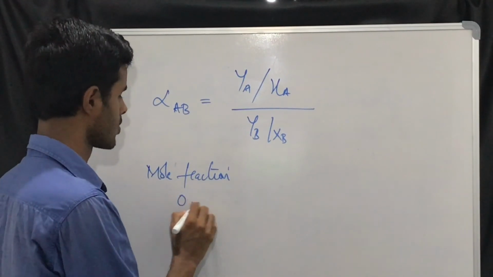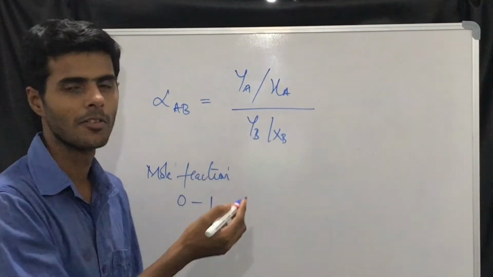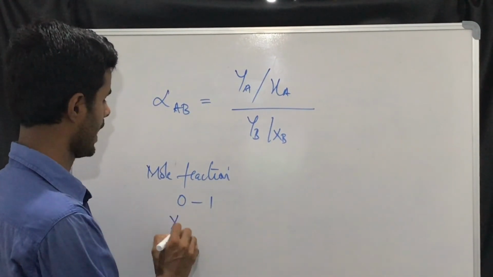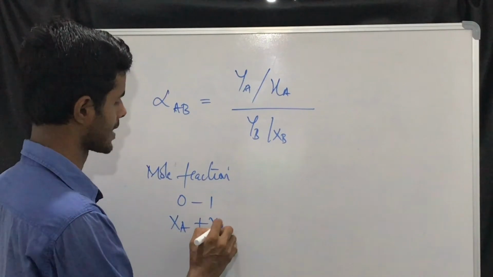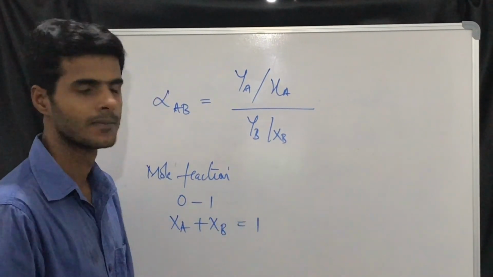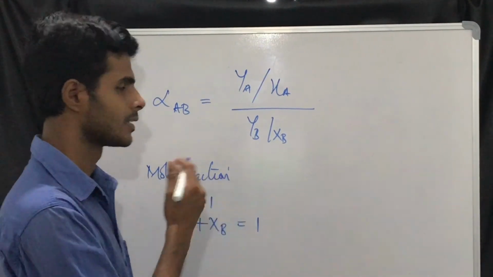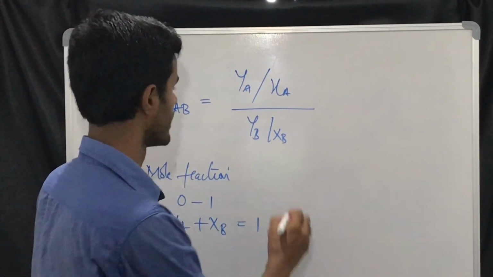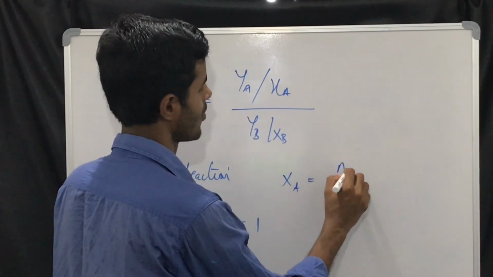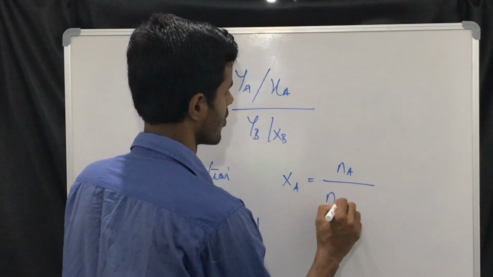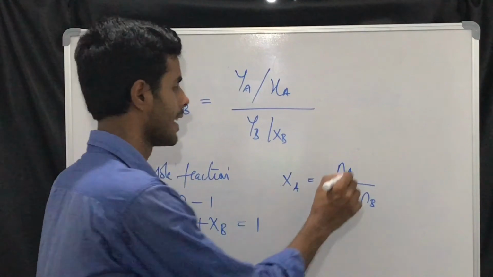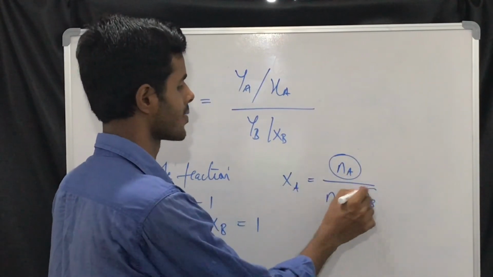Mole fraction ranges from 0 to 1. The maximum is 1 and the minimum is 0, even in the case of A and B. The total mole fraction XA plus XB will be equal to 1. The equation to find the mole fraction XA is the number of moles of A divided by the total number of moles, NA divided by NA plus NB, where NA stands for the number of moles of A and NB stands for the number of moles of B.